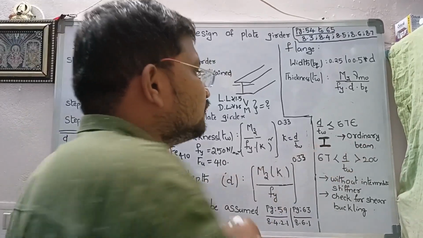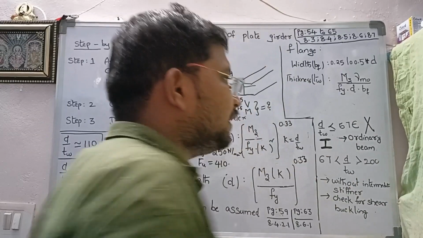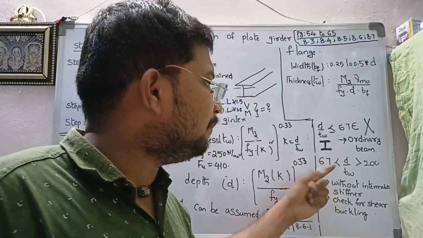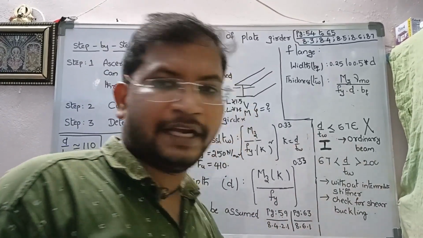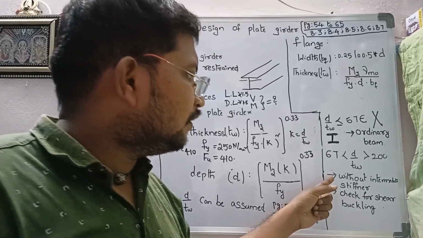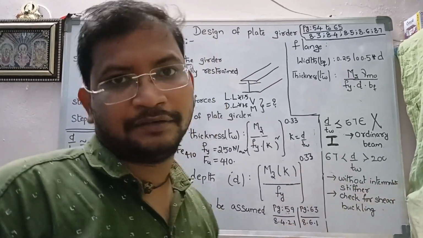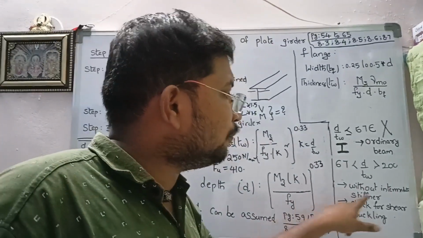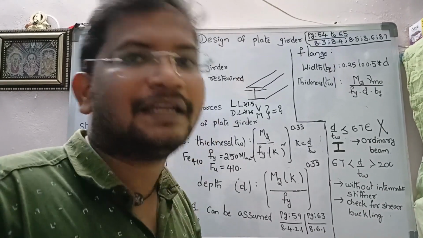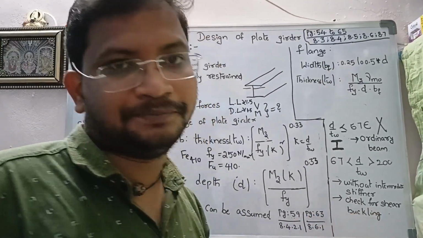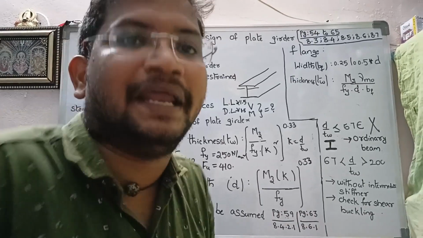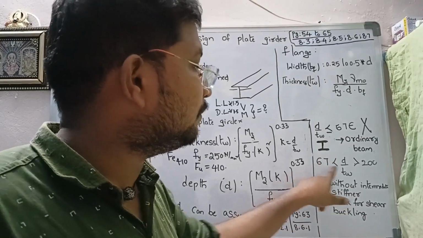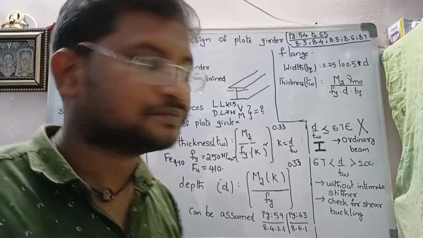Okay, that's why we won't assume d by tw value less than 67. If you assume the d by tw value in between 67 to 200, no need to provide intermediate stiffener, but you need to provide end stiffener. No need to provide intermediate stiffener, but you need to check for shear buckling. Shear buckling may happen. That's why you should take care of shear buckling if you assume d by tw value in between 67 and 200.